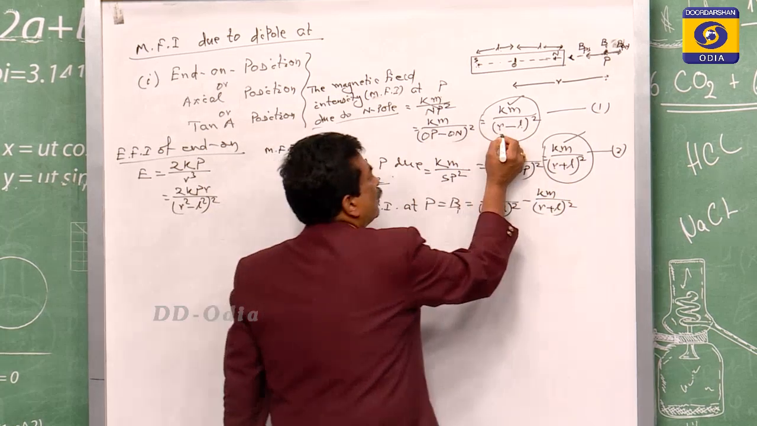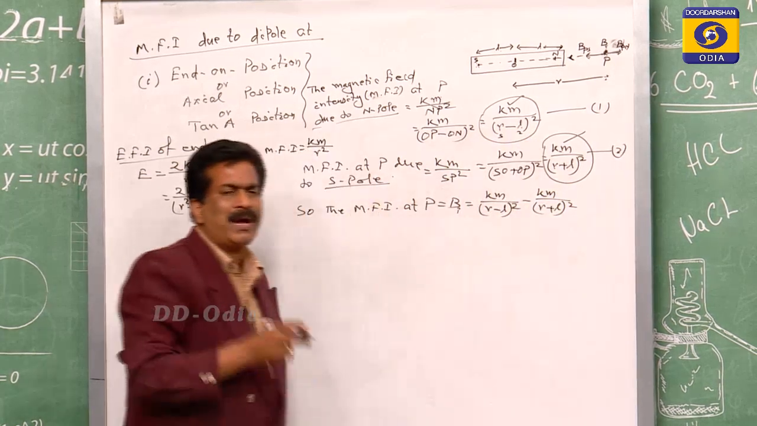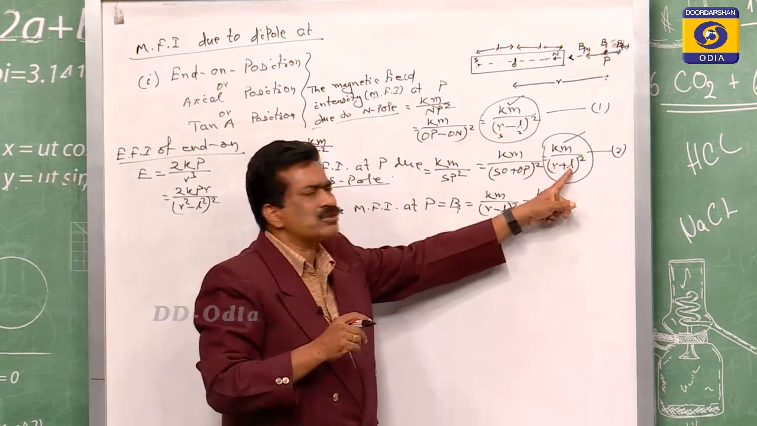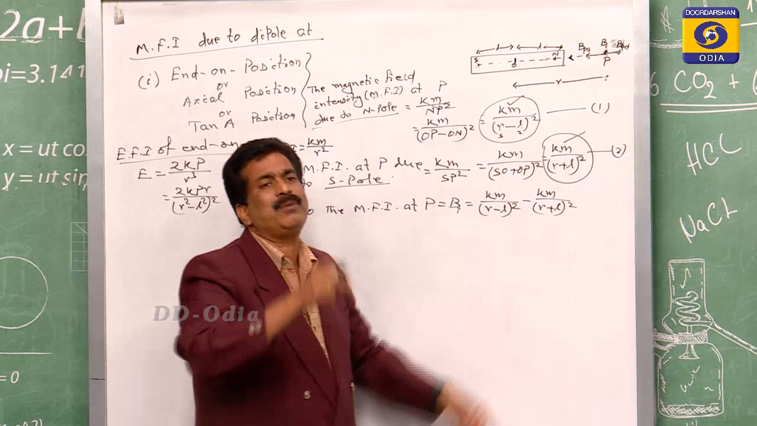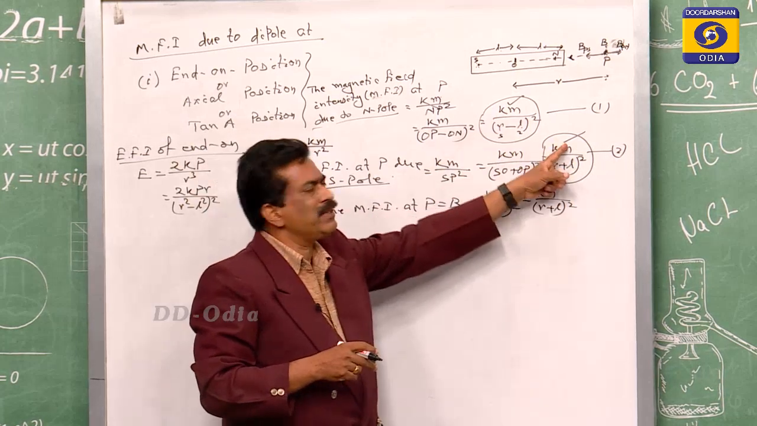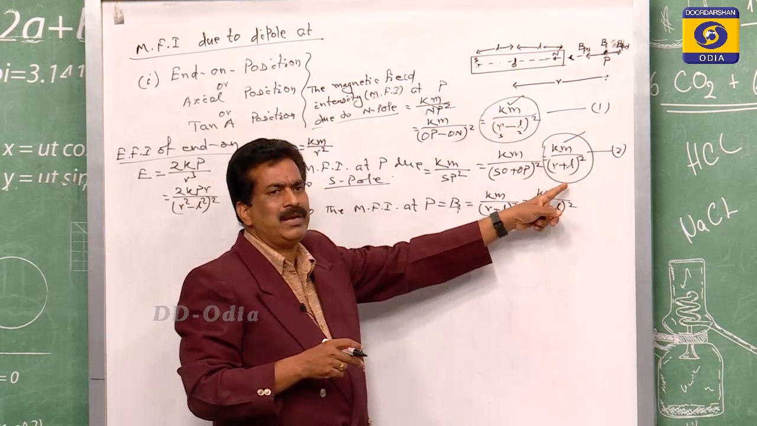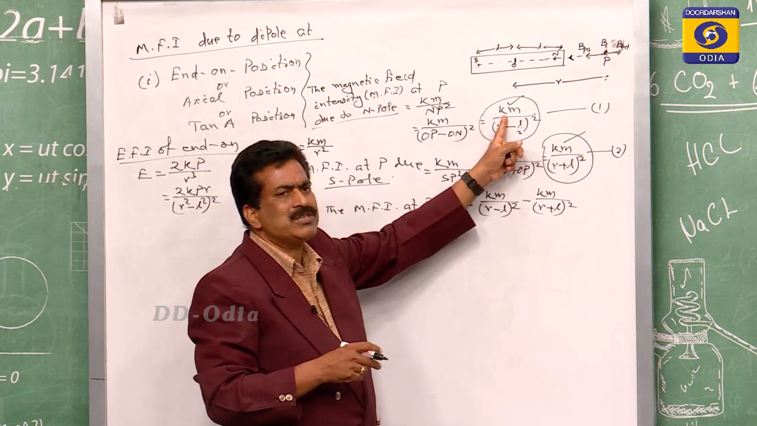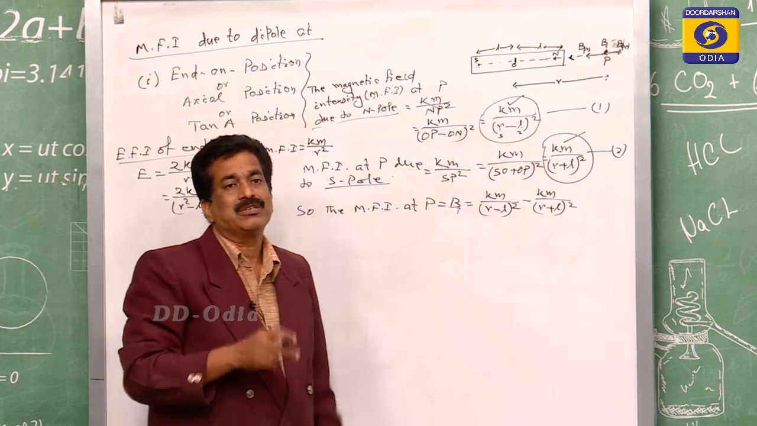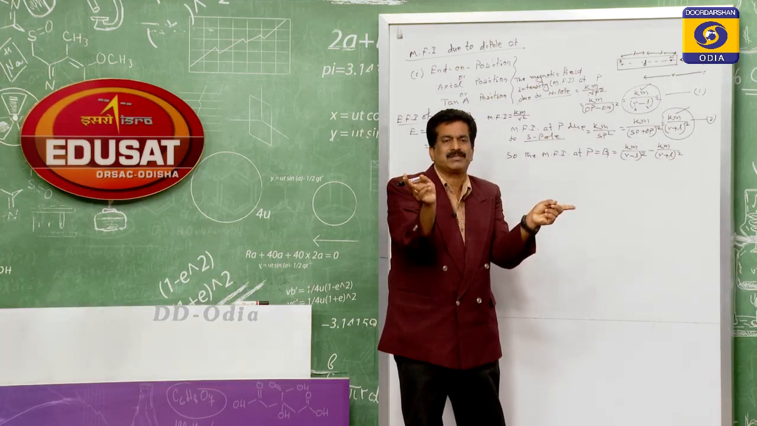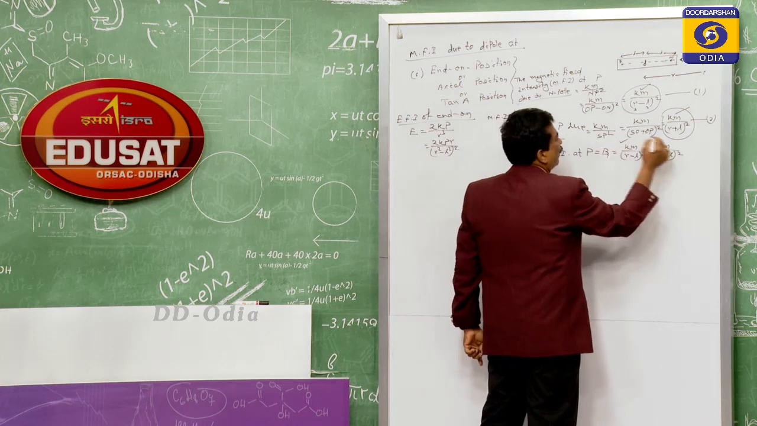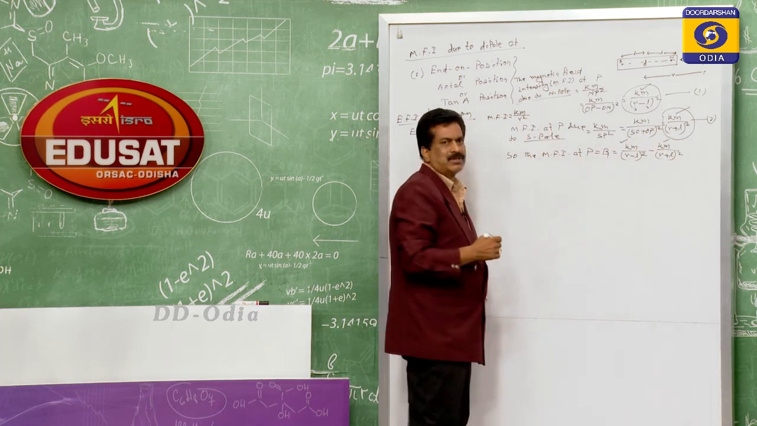Same R, same L. If R is equal to 5 and L is equal to 2, then 5 minus 2 is 3, so 3 square will be 9. Here 5 plus 2 is 7, and 7 square will be 49. The numerator is the same, the denominator of this one is less, therefore this value is more and this value is less. So when they are in opposite directions, the resultant will be their difference. Therefore, the greater one minus the smaller one.